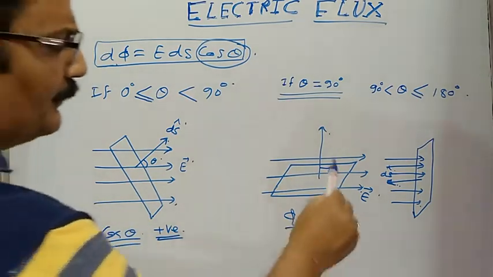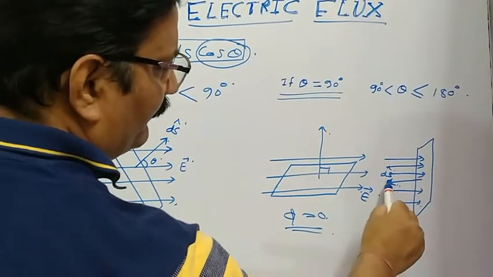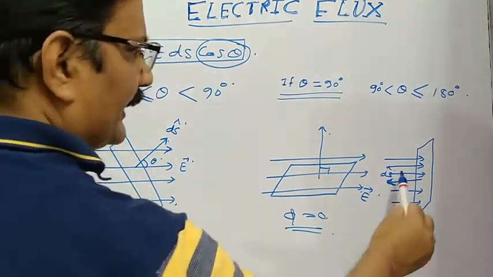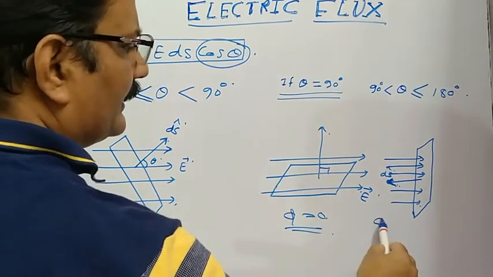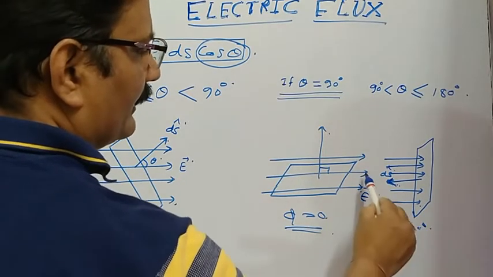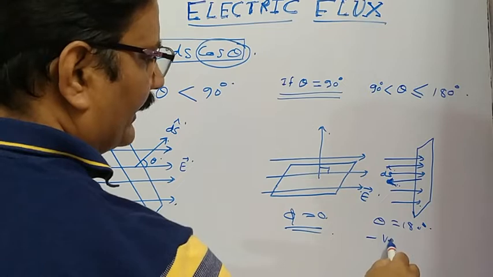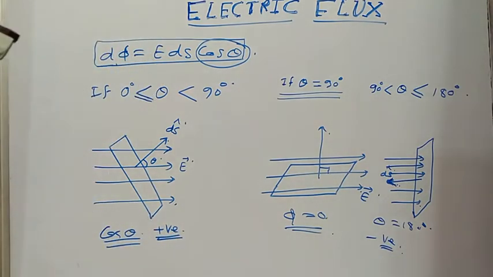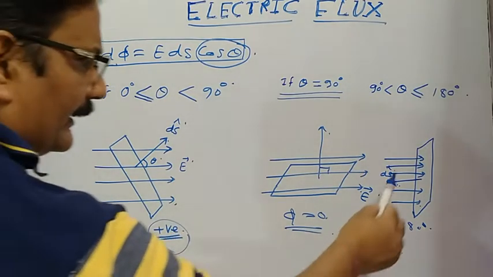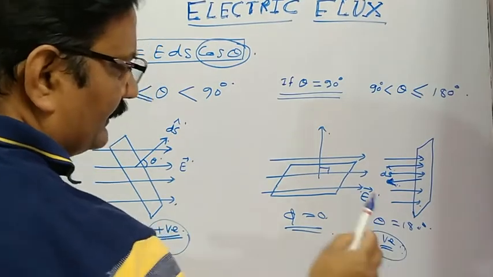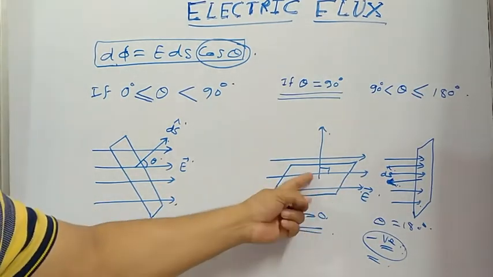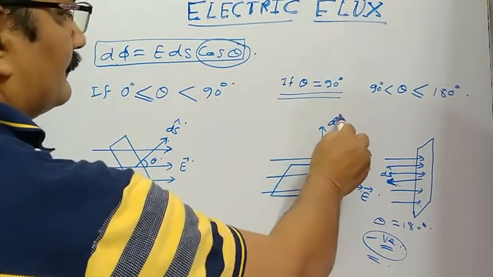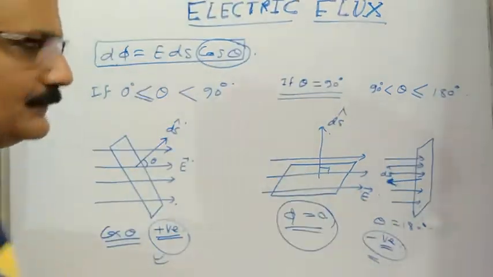But if the flux is incoming, or the direction of the electric lines of force is inward to the surface, but the area vector is opposite to the direction of the electric field lines, in that condition theta is going to be 180 degree and the incoming flux to that surface is a negative flux. So remember one thing: the outgoing flux from a surface is always positive and incoming flux to a surface is always negative. But if the direction of the electric field is perpendicular to the direction of the area vector, the value of the flux is going to remain 0 in every case.